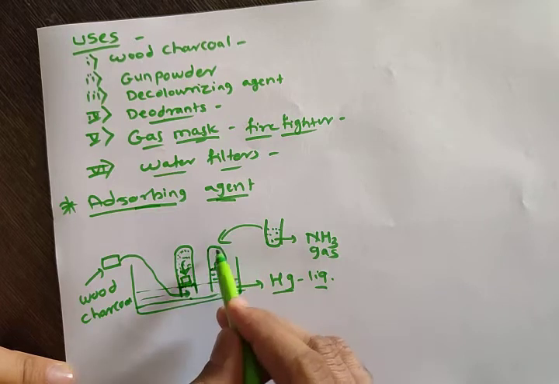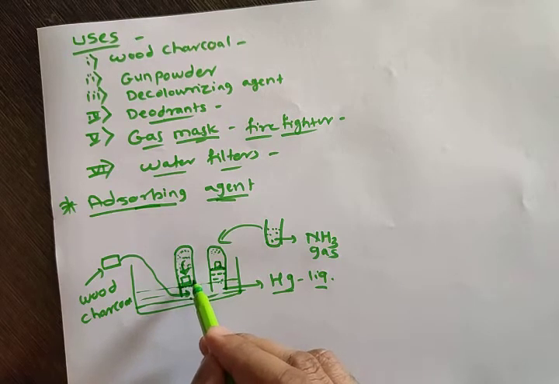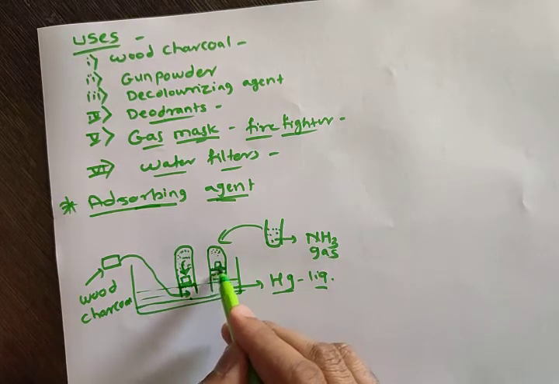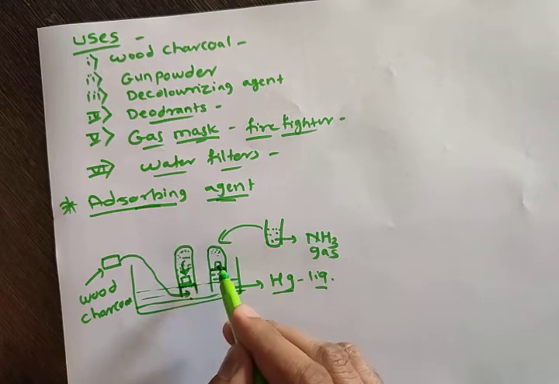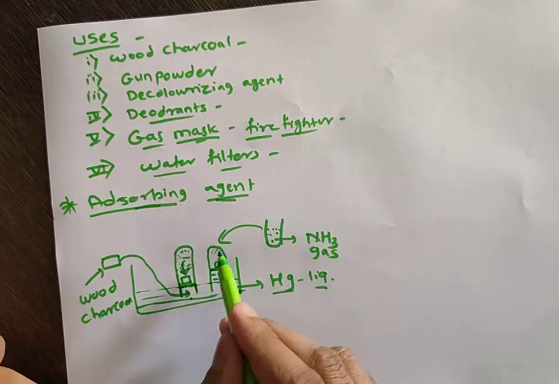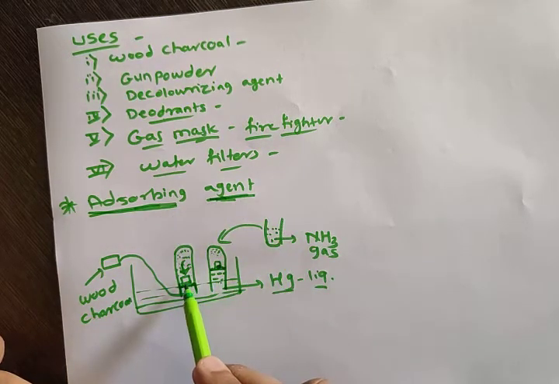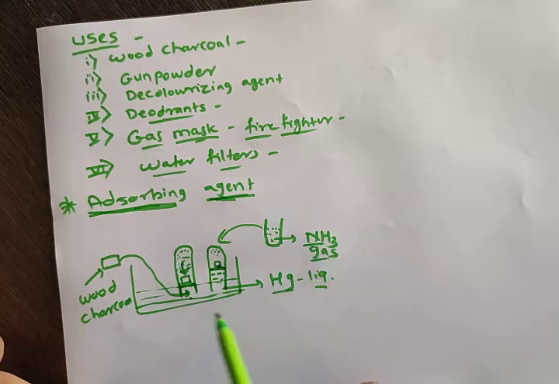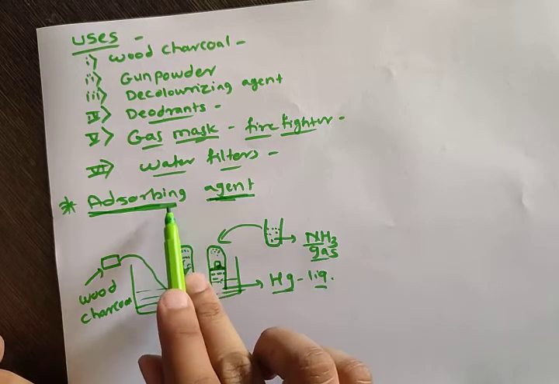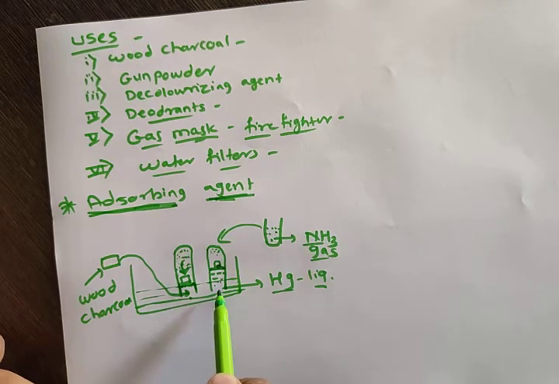And this will be the charcoal, and a very small amount of ammonia will be left depending on the size of the piece of wood charcoal which we have taken. So the mercury level will increase because ammonia gas is adsorbed by this wood charcoal. This indicates that wood charcoal is a good adsorbing agent. If it is not an adsorbing agent, what will happen? The mercury level will not increase inside this test tube. Ammonia gas will remain in the test tube. It will not go anywhere.